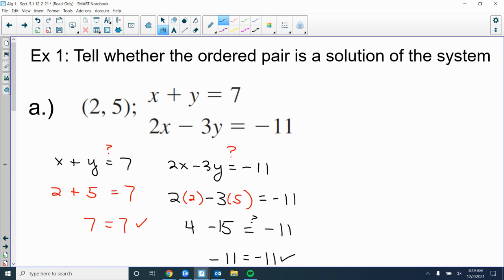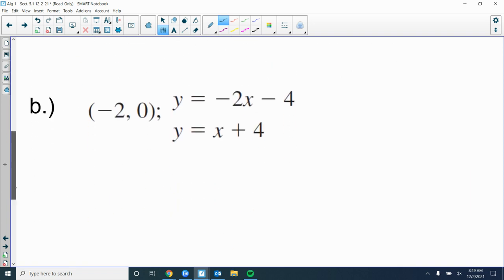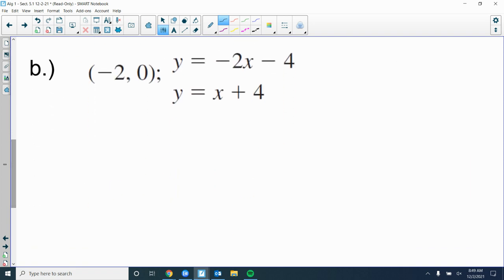That's all we need to do. We need to test it. I'm giving you a point saying, hey, does this work? And you need to say, well, maybe, maybe not. I'm going to test it. All right, you got a second one there, right? Part B. We got negative 2, 0. We got these 2 equations. So take the 2 equations, write them down below.